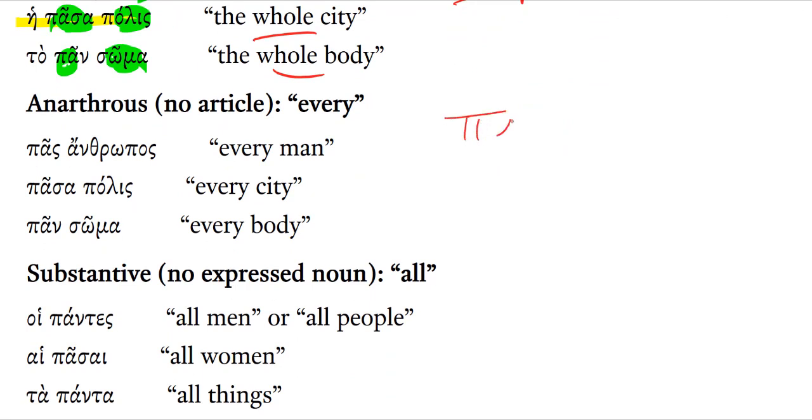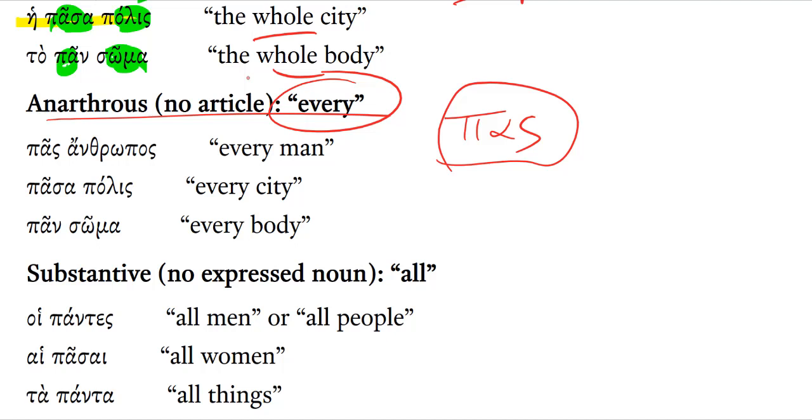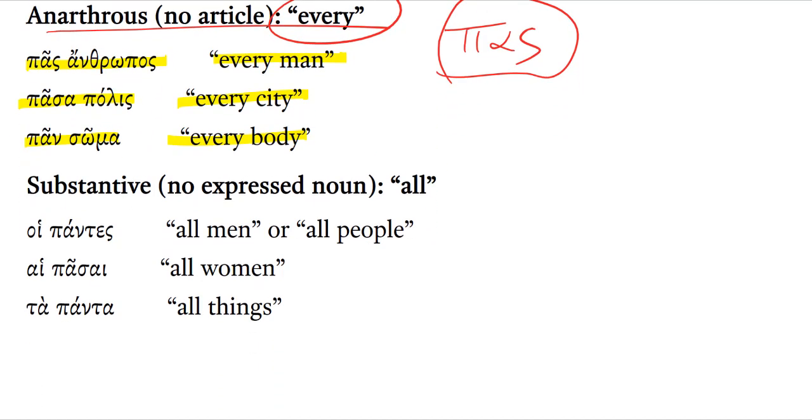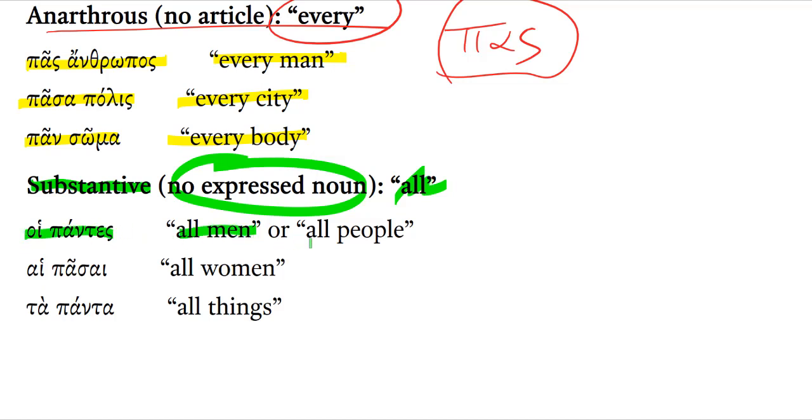So what if the word pas, right? This is the word all, every, or whole. What if that, or some form of it, has no article? Well, it frequently in that case means every. Pas anthropos, every man. Pasa polis, every city. Pan soma, every body. And what if it is used as a substantive with no expressed noun present in the sentence? It frequently means all there. Hoi pantes, all people, or all men. Hai pasai, all women. Ta panta, all things.